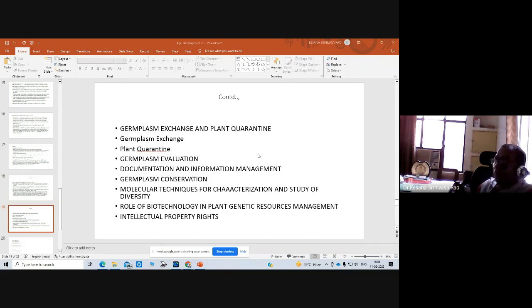The intellectual property rights. Ultimately we have to understand that while we are changing different molecules and different germplasms, and they are growing some type of new crops, through that, how they are in a position to get the intellectual property rights.